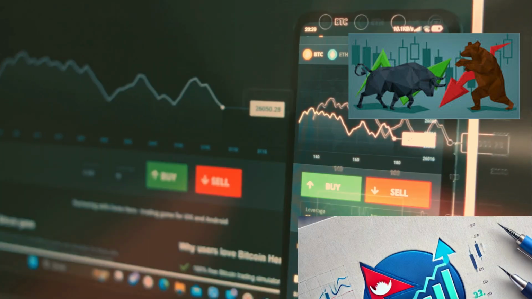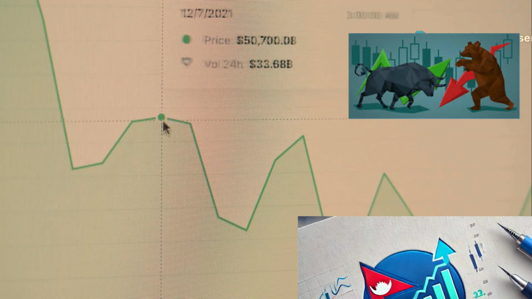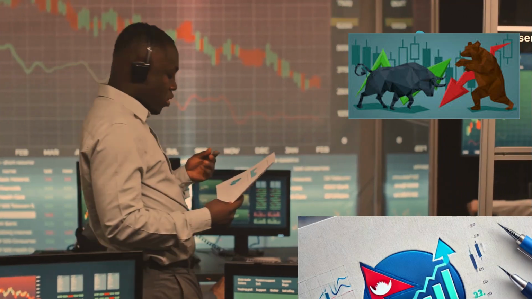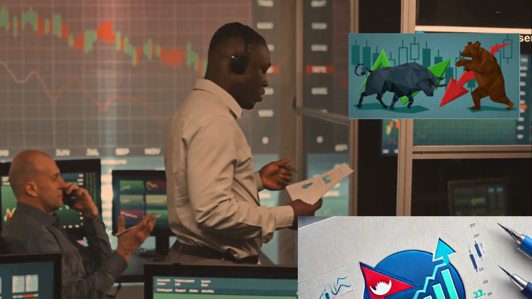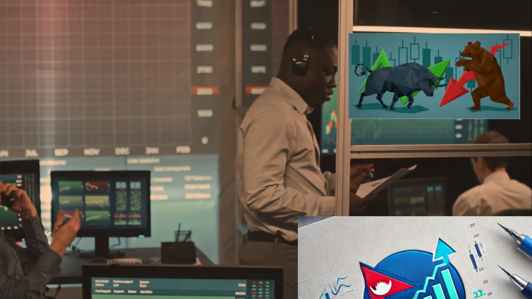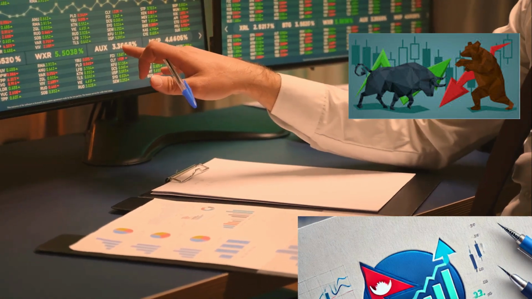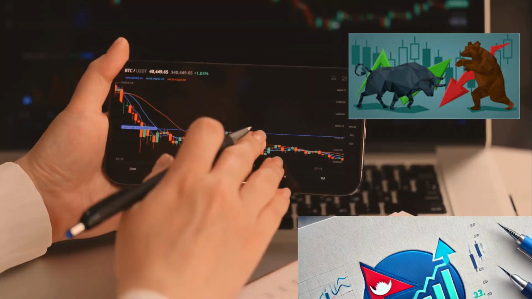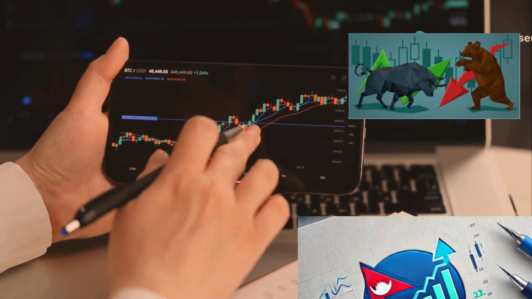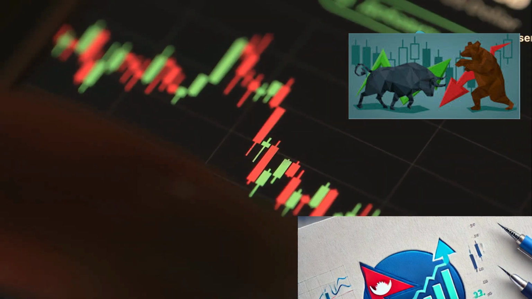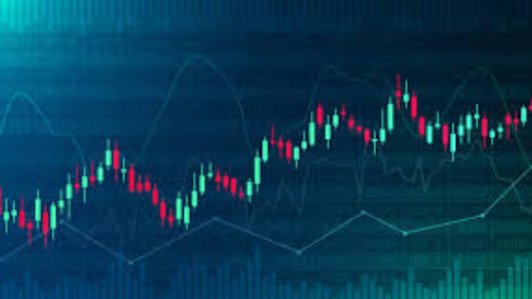Start by focusing on the most common patterns: hammer, doji, shooting star. Practice identifying them on historical charts and then move on to live trading. Keep a trading journal. Write down your observations, your trades, and the results. This will help you identify what works for you and what doesn't. Remember, the more you practice, the better you'll become at reading the language of candlesticks. It's a journey, not a destination.